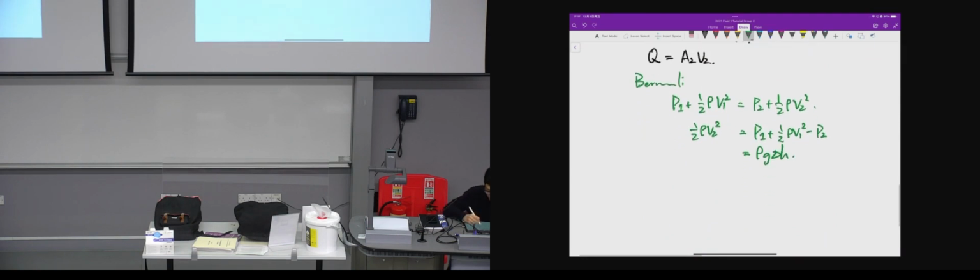Okay, so then we know that half rho V2 squared equals P1 plus half rho V1 squared minus P2. So this is the rho g delta h. All right, so we have density cancelled. No, sorry, the density is not cancelled. My problem.